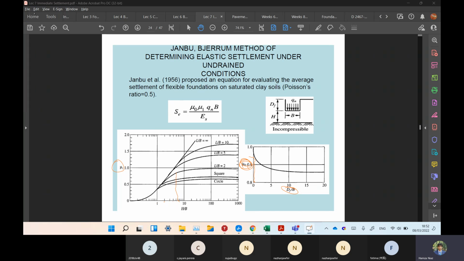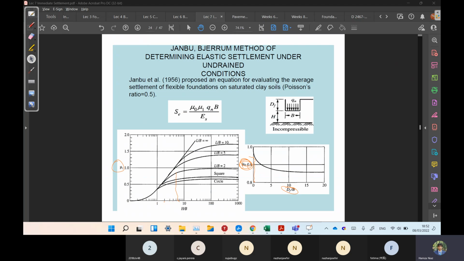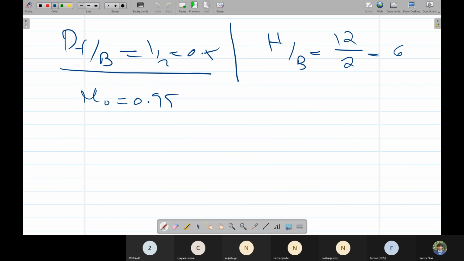And yes, we have to find L over B also. This was 2 into 4 meters, so L over B would be 4 by 2. L is the larger dimension always. So L over B is 2. For L over B equal to 2, we can calculate this value. So our mu 1 would be almost 0.6, 0.7, 0.8, 0.85. Mu 1 is equal to 0.85.